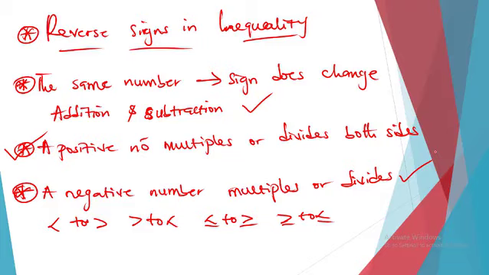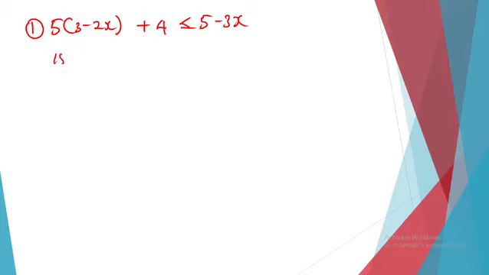Let us take some examples to illustrate this. Assuming we have the question here on the screen: 5 into (3 minus 2x) plus 4 is less than or equal to 5 minus 3x, and we are asked to solve this. The first thing we need to do is to open this bracket. 5 times 3 gives 15. 5 times minus 2x gives minus 10x. Plus 4 is less than or equal to 5 minus 3x.